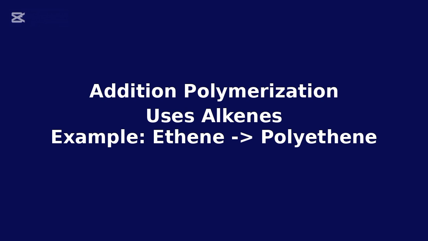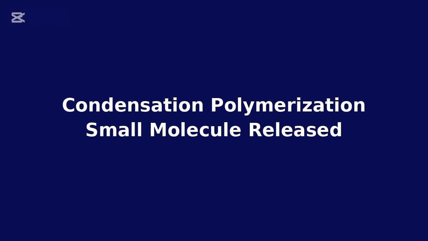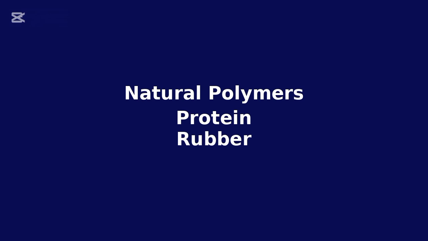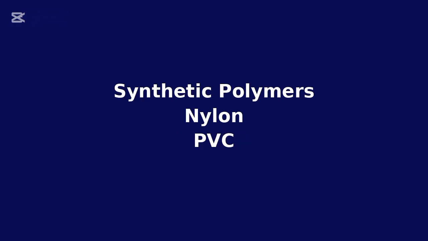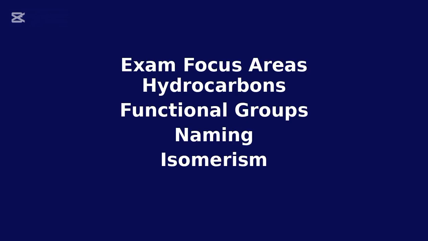Addition polymerization, you have uses of alkenes. Example, you have ethene to polyethene. That's a good example. Condensation polymerization will lead to small molecule released. Natural polymers, example, you have protein, rubber. Synthetic polymers, for example, we have nylon and PVC. And we should also know that synthetic polymers are also known as artificial polymers.